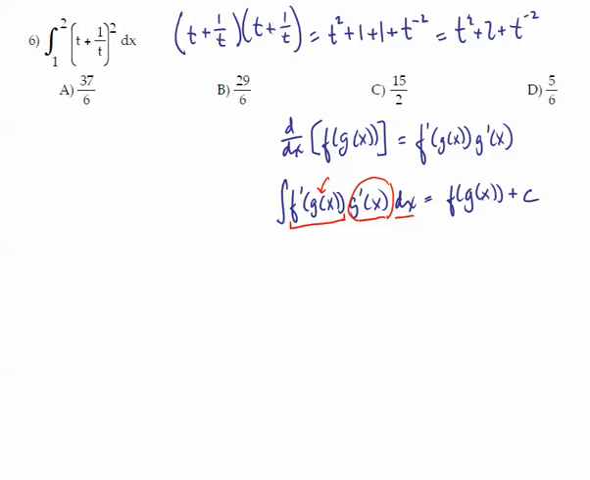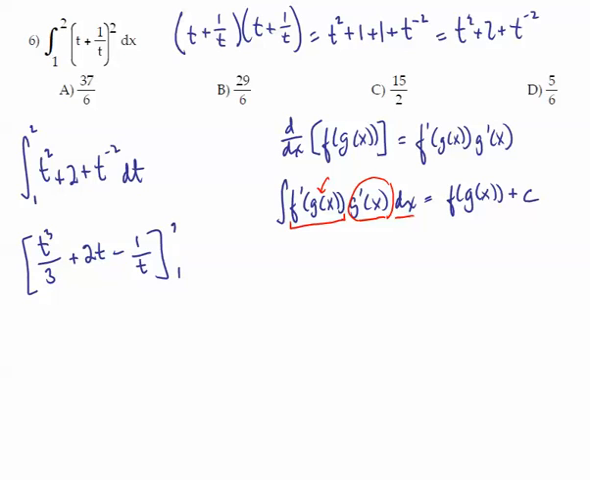And all we need to do then is find the antiderivative of each piece and evaluate it at the upper minus the lower limits. So t squared plus 2 plus t to the negative second dt. Alright, so the antiderivative of t squared is t to the third over 3. Then the antiderivative of 2 is 2t. And the antiderivative of t to the negative second is going to be t to the negative 1 divided by negative 1, or minus 1 over t.